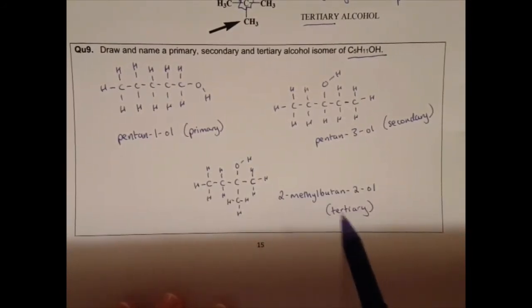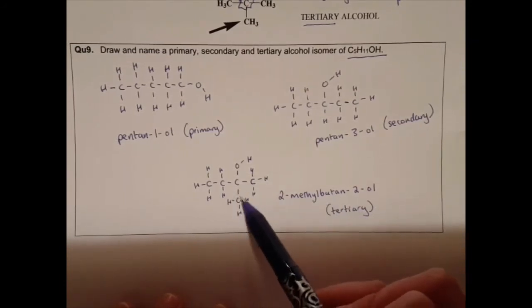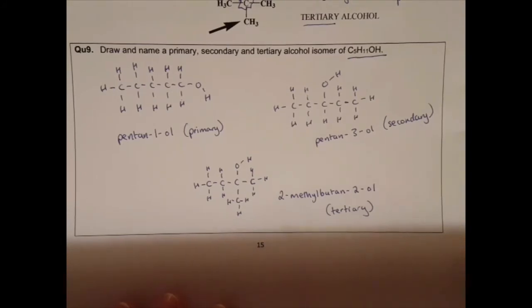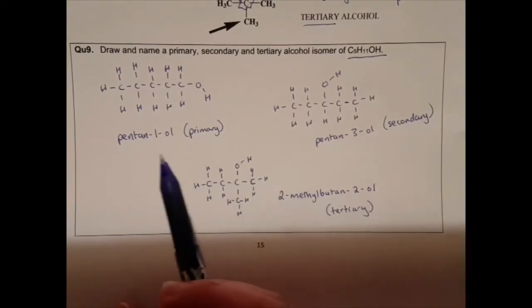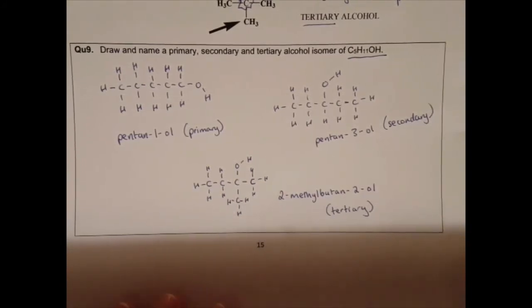So our tertiary alcohol, the one that I've gone for, is 2-methyl-butan-2-ol. The main thing is that we need to have a branch at the same position as the hydroxyl group here. If you've done something else other than these 3, I'll mark it when you submit your work on Teams.